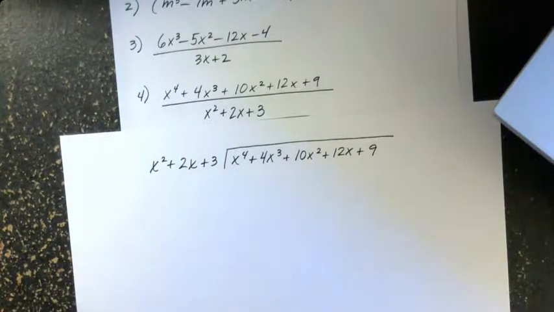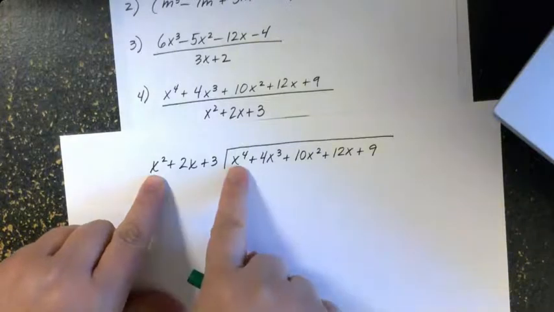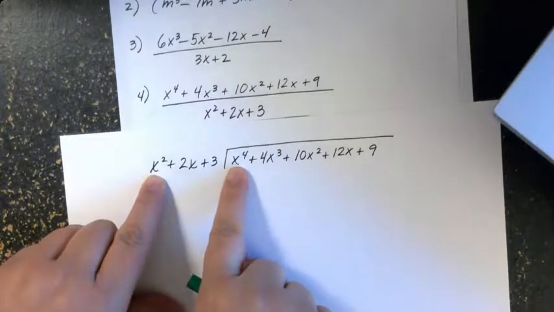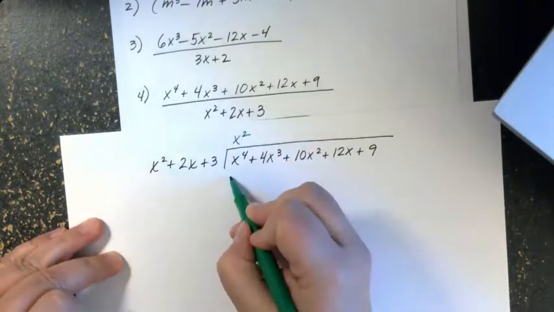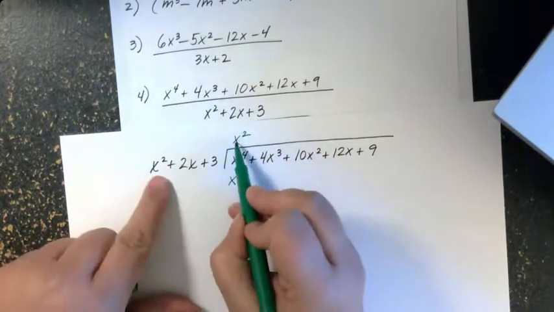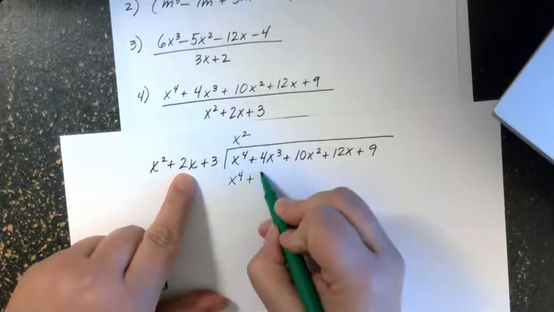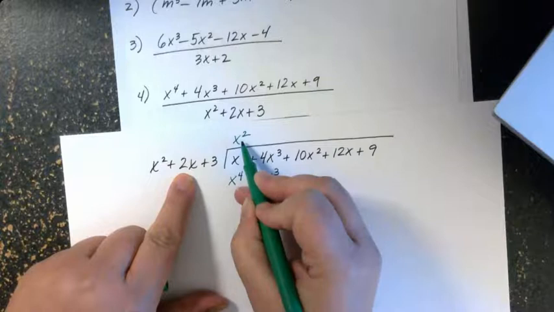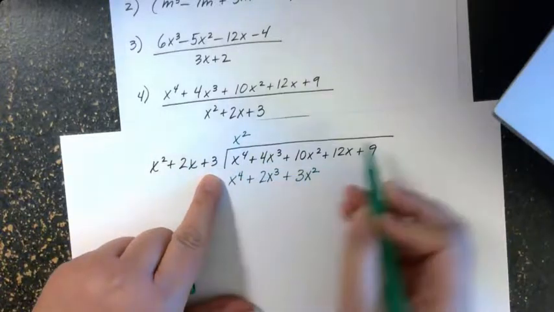All right, so first cycle is x squared times what makes x to the 4th? That would be x squared. So x squared times x squared gives me x to the 4th. Then x squared times 2x goes up under here. That's 2x cubed. Then x squared times 3 goes up under here. That's 3x squared.